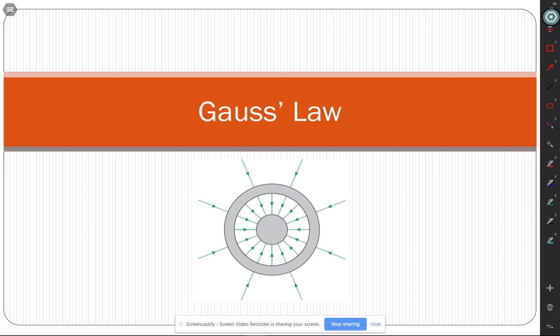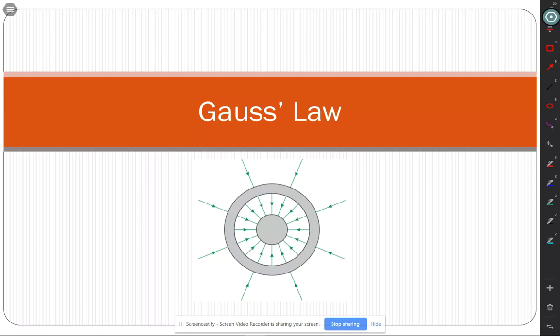Okay, as I've said, probably privately but not publicly, the homework assignment that was supposed to be due today will not be due today because we haven't covered Gauss's law yet. So I'm going to cover Gauss's law, and hopefully I will have some time to look at the problems as well. So, Gauss's law.